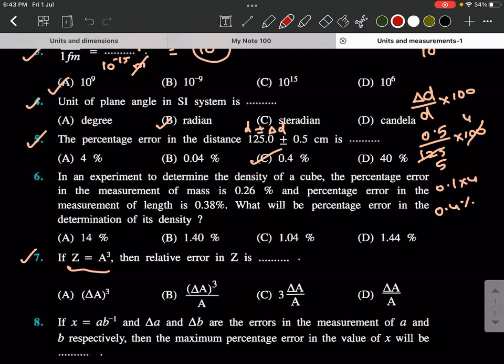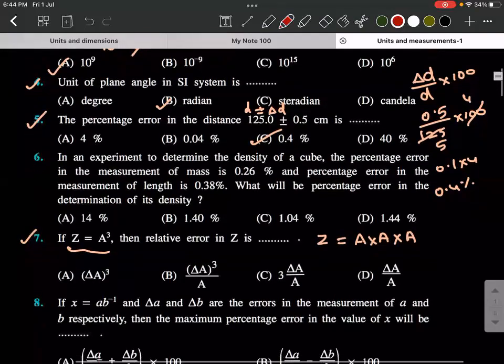Okay. So Z is equal to A cube. Can I write it as Z is equal to A into A into A? In the last derivation you saw Z is equal to AB, right? So it's not necessary that A should be only multiplied with some other physical quantity. It can be multiplied with itself also. Then what would have been the value of delta Z by Z? It would have been according to the previous formula. Delta Z by Z in the derivation, what did we write?